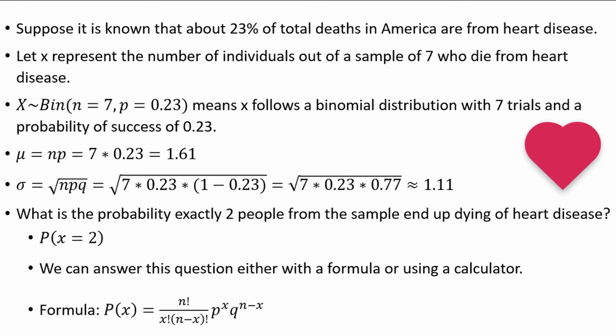Here's the big scary formula, which I won't discuss in detail. If you want to try to plug all the numbers into this formula, you will get this, which simplifies to 0.3007, or 30.07%. There is about a 3 in 10 chance that 2 out of the 7 individuals surveyed will die from heart disease. Due to the complexity of the formula, I tend to emphasize the calculator method of finding binomial probabilities. Let's take a look at the calculator to see how to find the probability there.